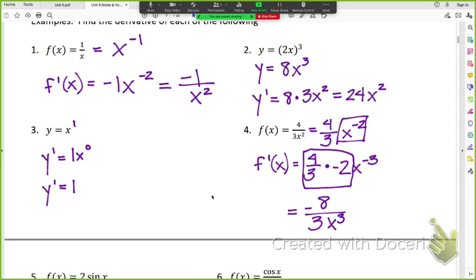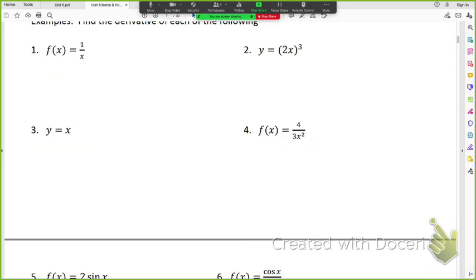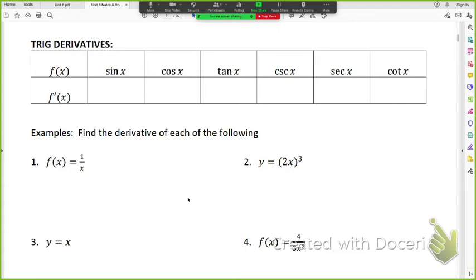So, real quick, we filled in the derivative of sine is cosine. The derivative of cosine is negative sine. Okay, so fill in this table real quick. So it's cosine. The derivative of tangent is secant squared.